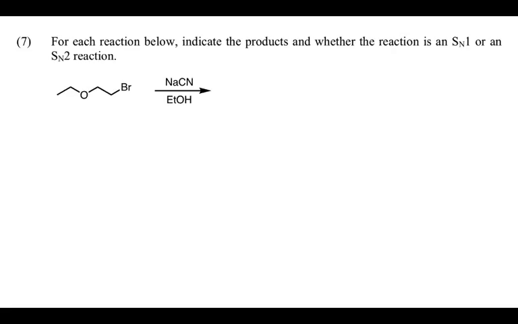Now, I think this is the last one. No? How many more? 5 more? Okay, fine. We'll continue. These are pretty quick. We'll get through it. For each reaction below, indicate the products whether the reaction is SN1 or SN2. So no elimination, right? And we need to draw the products.